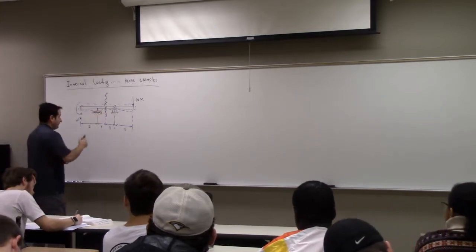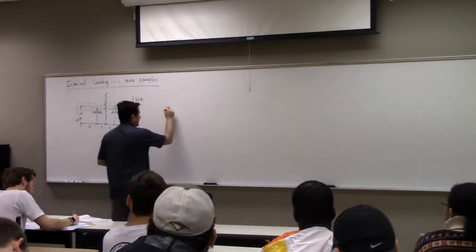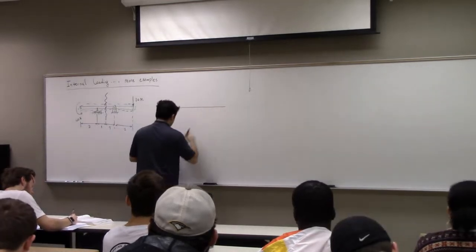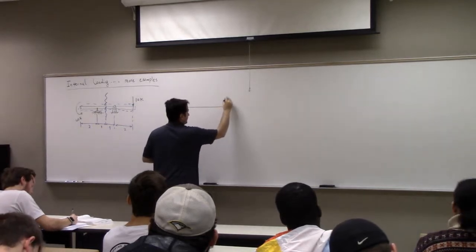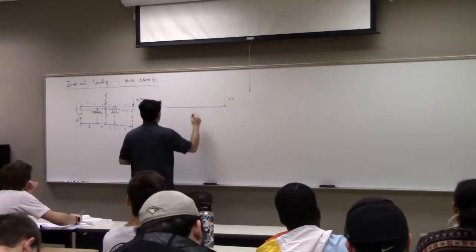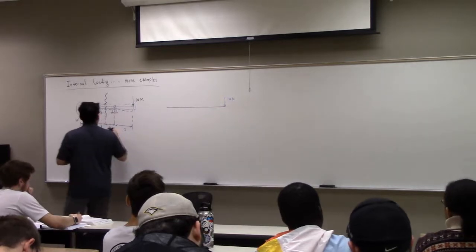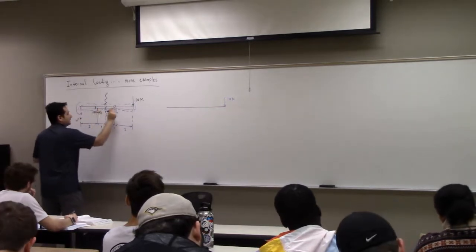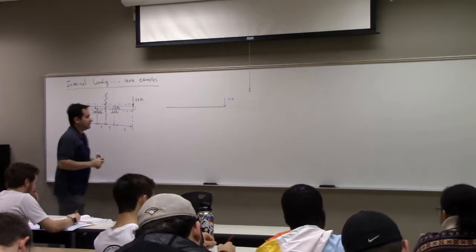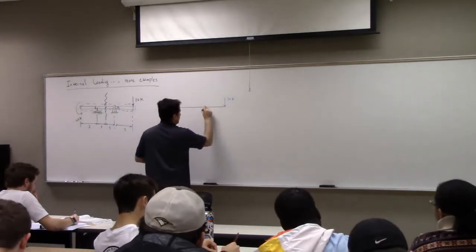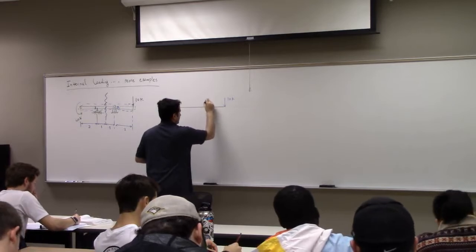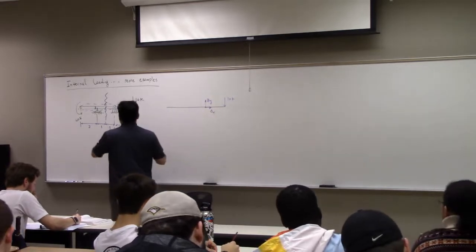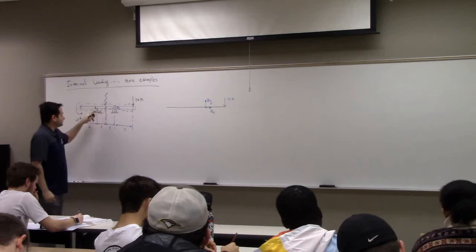So let's first find the internal loading. If I take the entire thing as the system, then my FBD would look something like that, 10K. Then let's say this point is A, this point is B, and this is C. So you have Dx, Dy, and Ay.